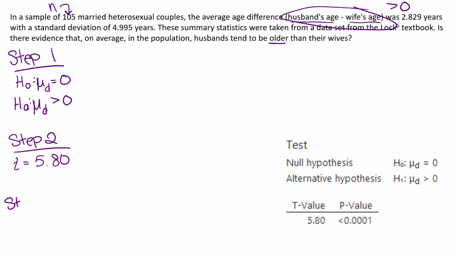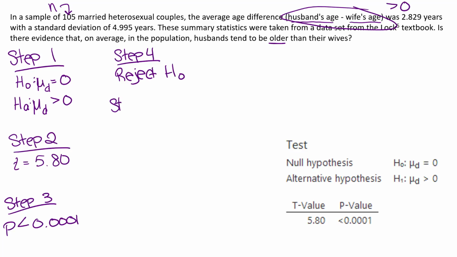Step 3 is to identify the p-value, which from Minitab Express was less than 0.0001. Step 4 is to make a decision. Our p-value is less than the standard alpha level of 0.05, so we reject the null hypothesis.